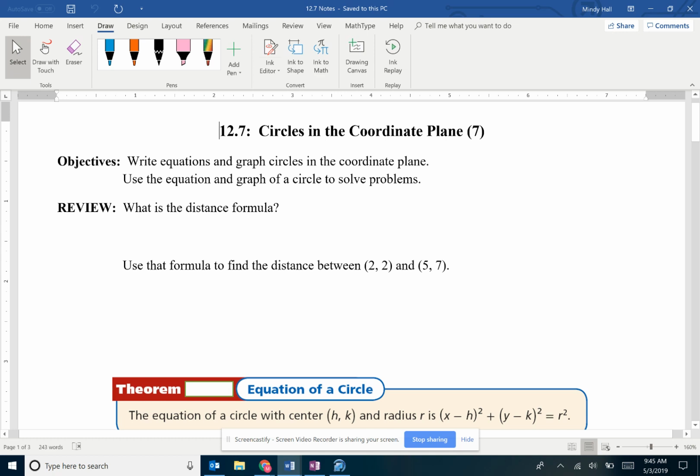So today we are going to talk about circles in the coordinate plane, and we're going to write equations and graph circles and then use that to solve problems. So just a quick review.